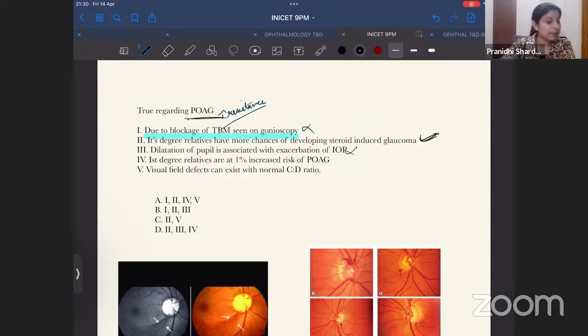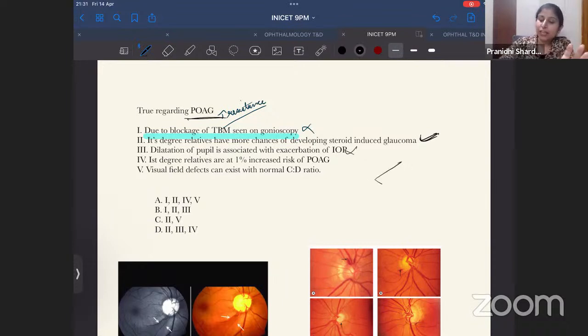First degree relatives are at 1% risk of primary open angle glaucoma. Even if you do not know, because most of the time we do not remember the percentages of these types of effects, whenever there are increased risks, 1% appears to be a very low risk for a patient of a similar family. So we can easily rule it out, because it appears to be a very small percentage.